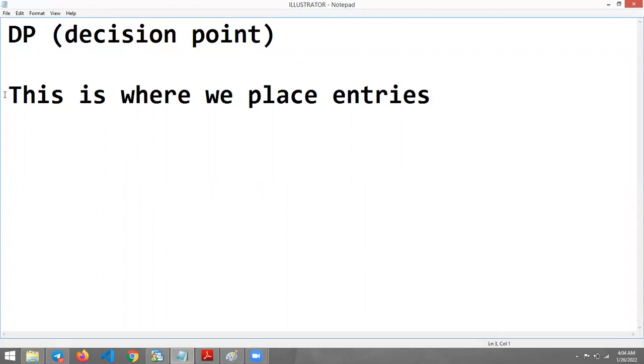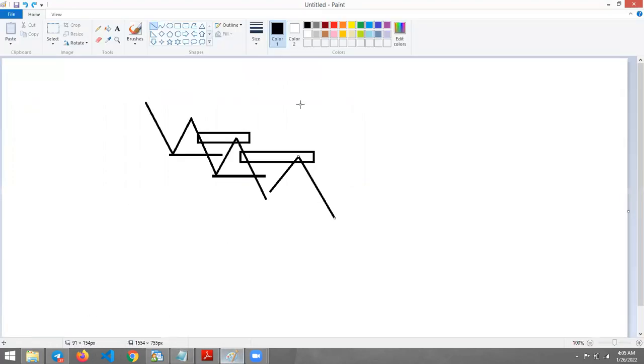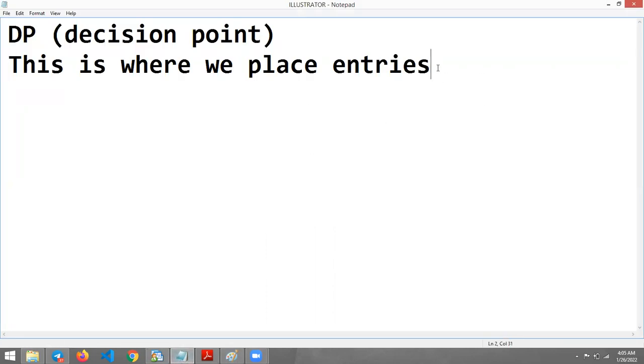So without a decision point, no entry. If you don't see a decision point, then there's no point in putting an entry. That is just the basic introduction of the decision point. A decision point is a level where we place our entries, either sell entry or buy entry. For the downtrend, you look out for sell decision points, and for the uptrend, you look out for buy decision points. So that is basically the introduction, right?